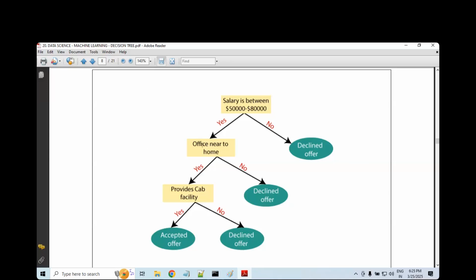Whether the office is near or not: if the office is almost a 5-hour journey, decline it, not at all required. The next one: if the office is very near, then you can accept. One more thing, even though the office is near, some people will expect a cab. Is the company providing the cab or not?